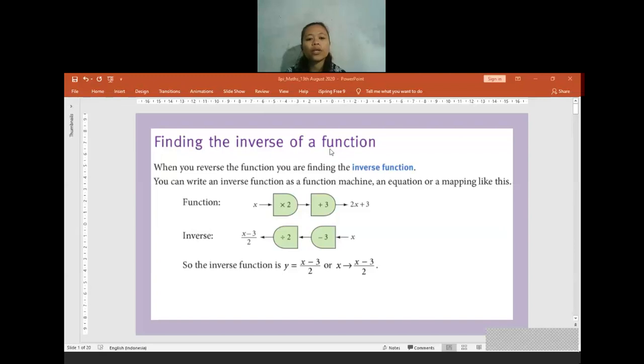Okay, I will continue about finding the inverse of a function. My voice cannot be heard? Is my voice clear? It's clear. Oh, okay then. I think someone needs to tell Nicholas that maybe he needs to rejoin. Yeah, he just left. Okay then.